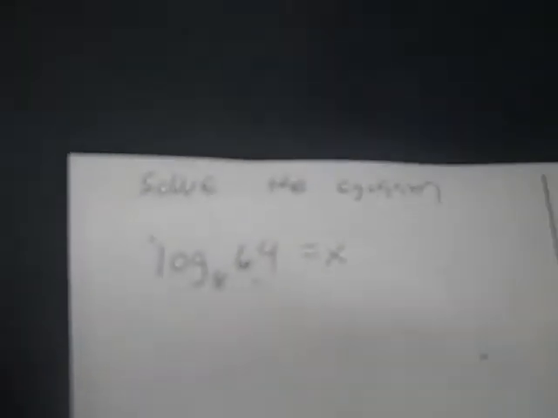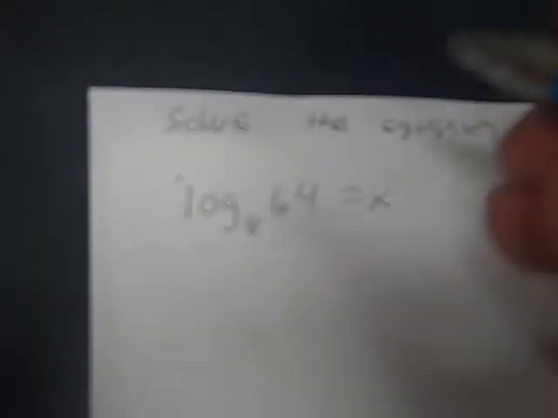Now, first off, here's what a logarithm really means. It means you're going to write an equation with an exponent. So 8 is going to be your base. That little number right there is your base. And then what's on the other side of the equation is actually the exponent. So it's 8 to the x power, and then it's equal to 64.